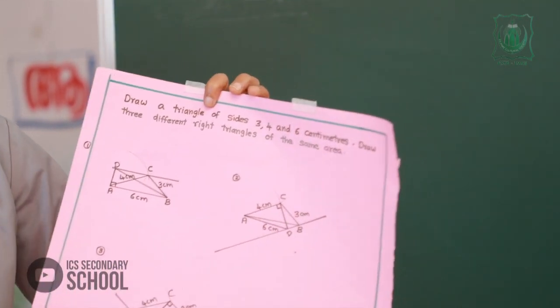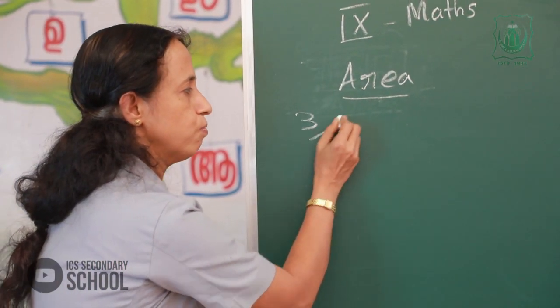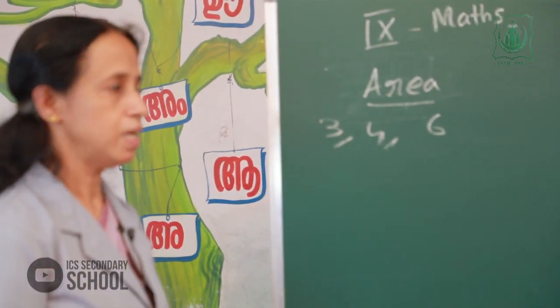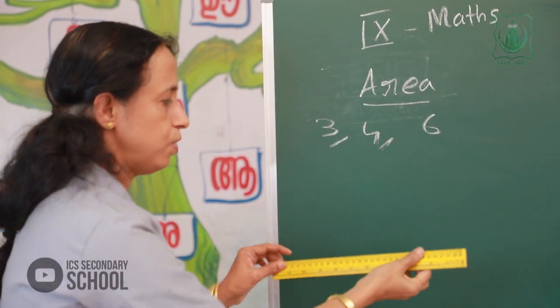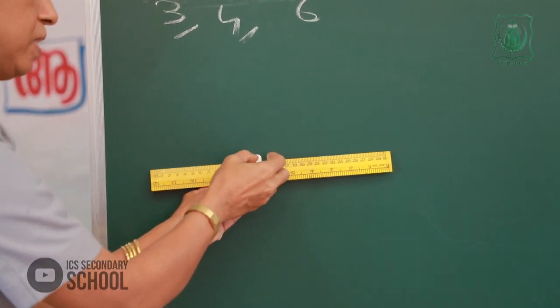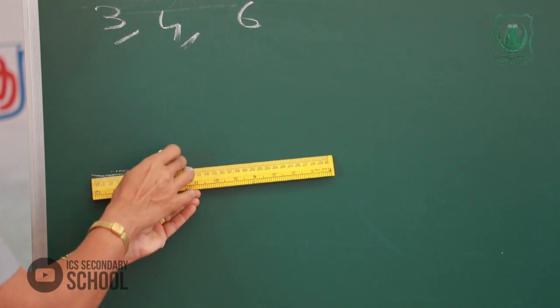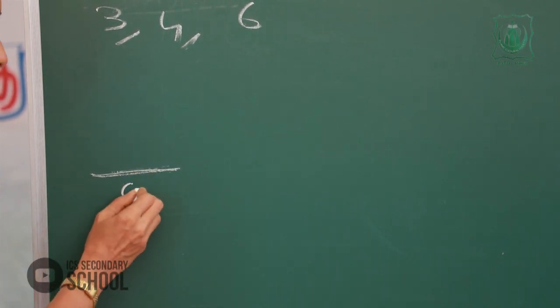First draw a triangle of sides 3, 4 and 6 centimeters. Draw a line of length 6 centimeters.